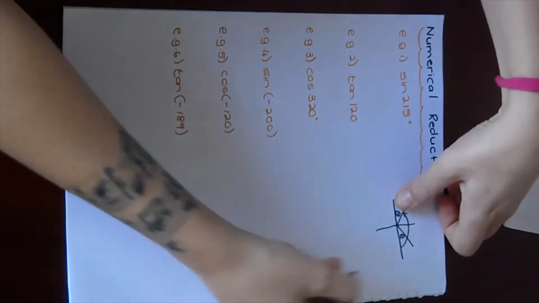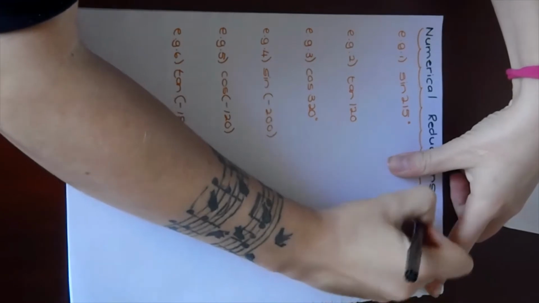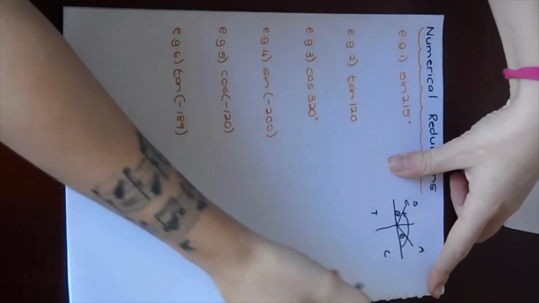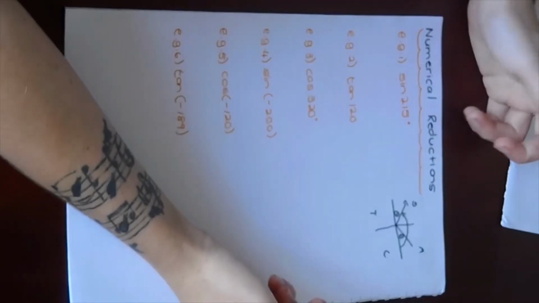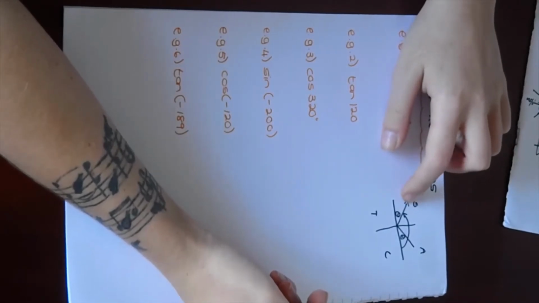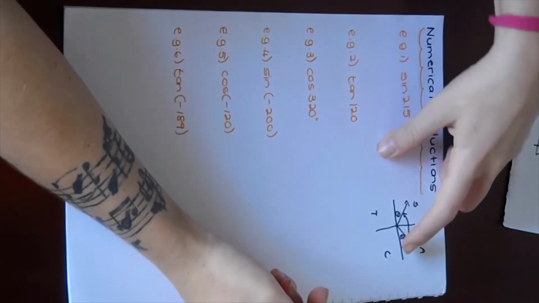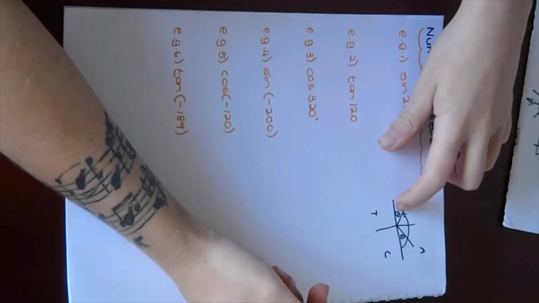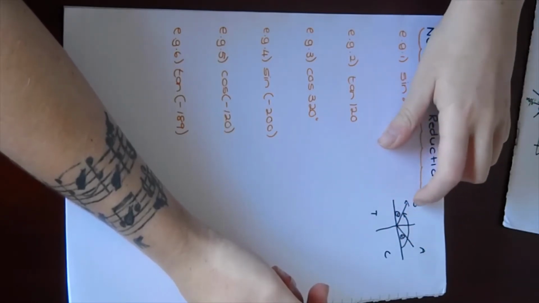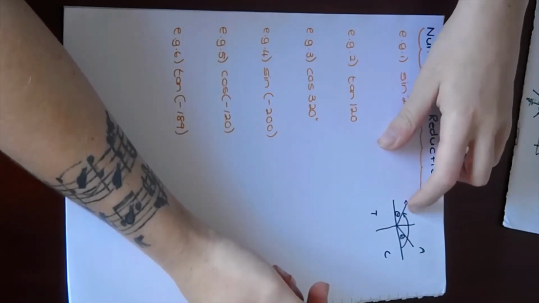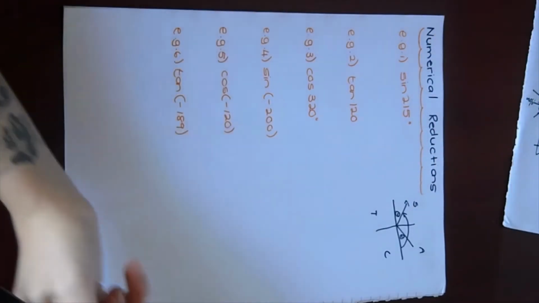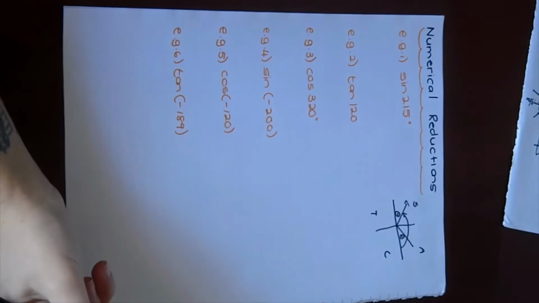So like for example, this is CAST. If it was cos and it landed up here in the second quadrant, you would change it from this big angle to the little angle, but then cos itself would become negative because its sign is positive in the second quadrant. Okay, I'm talking in the air a little bit, so let me give you an actual example and then you'll see what I mean.